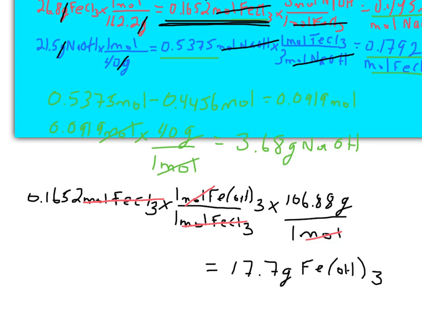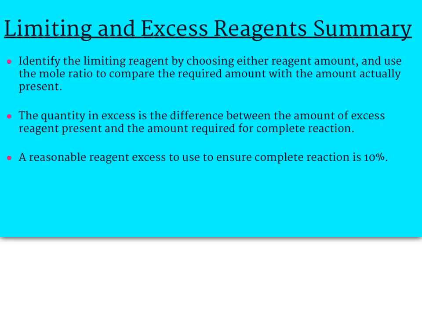And that is kind of the ultimate limiting reactant and excess reactant question. What I'd like you to notice is that I went really slow. I took very careful steps, and I made sure that I was labeling and making sure I was going through my work really carefully. Summary here. What you're going to do is you're going to figure out the limiting reagent by choosing either reagent amount and using the mole ratio to compare the required amount, that's what you need, with the amount actually present, that's what you have. So you're making your have and you need list.